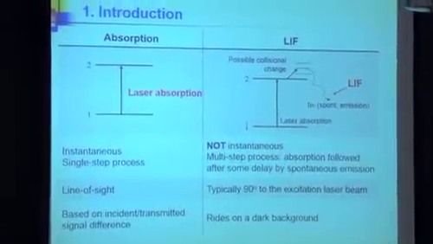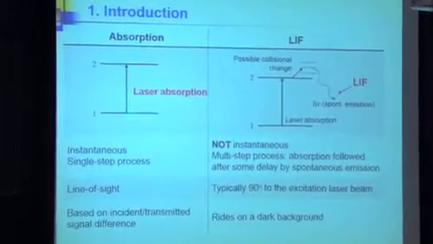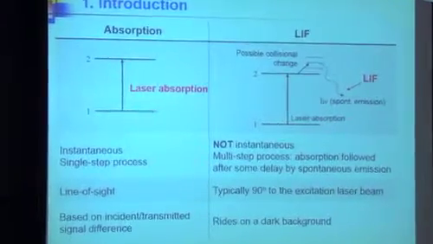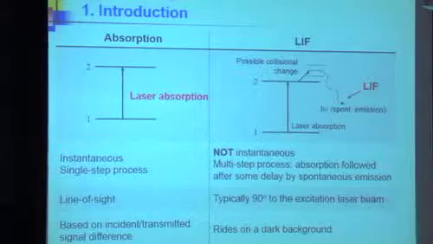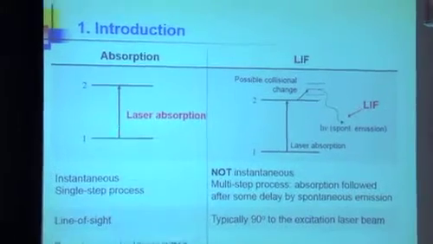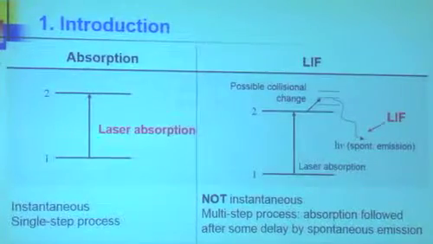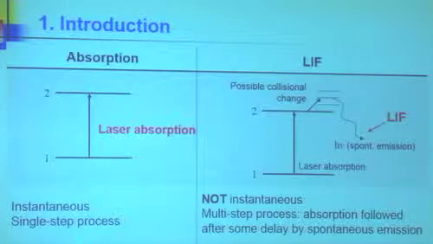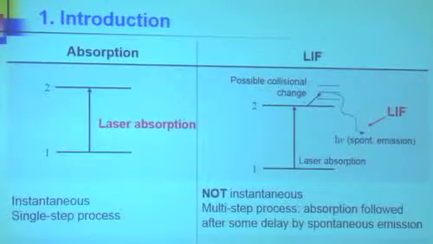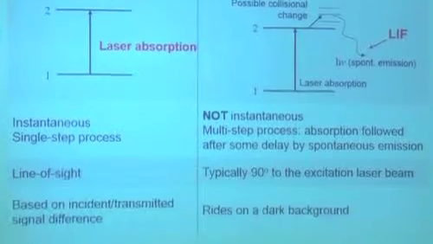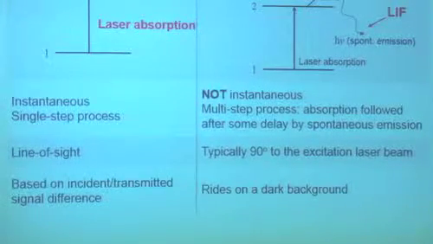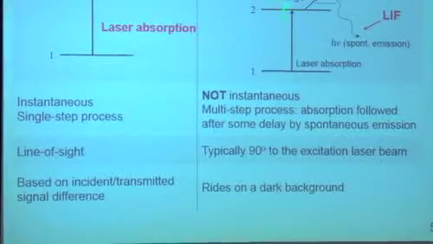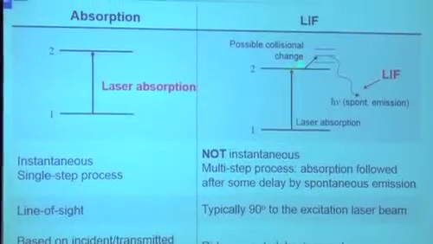So here's our absorption process. So we have levels 1 and 2 of the same species optically for an allowed transition. This would be essentially instantaneous, single step, line of sight, and we usually try to compare the incident and transmitted radiation intensities through Beer's law to get what we're after. Fluorescence, by contrast, happens a little bit later.